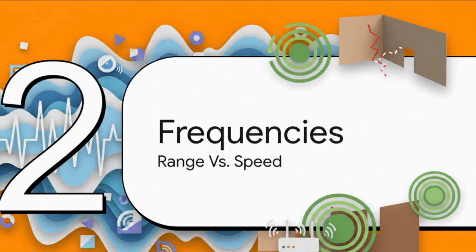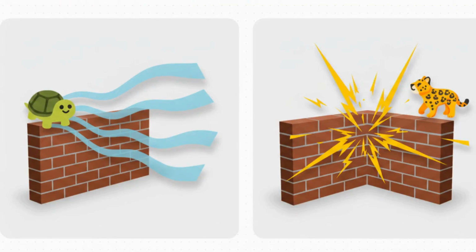Moving right along to Section 2, frequencies, range versus speed, or basically the physics of Wi-Fi. And this brilliantly illustrates the daily trade-off we all make without even realizing it. It's the classic battle of distance versus speed. Think of the 2.4 gigahertz band as your marathon runner. It's got fantastic range and great wall penetration, but lower data speeds.